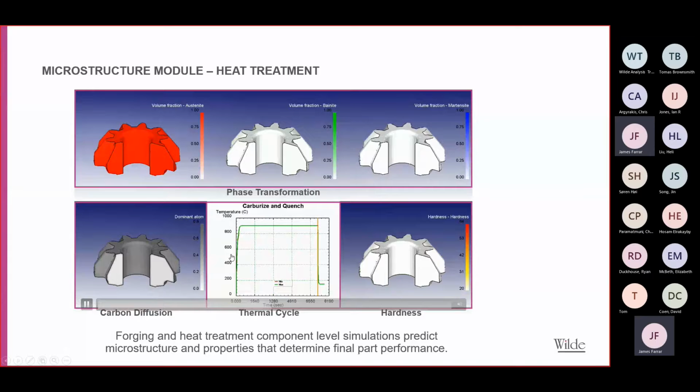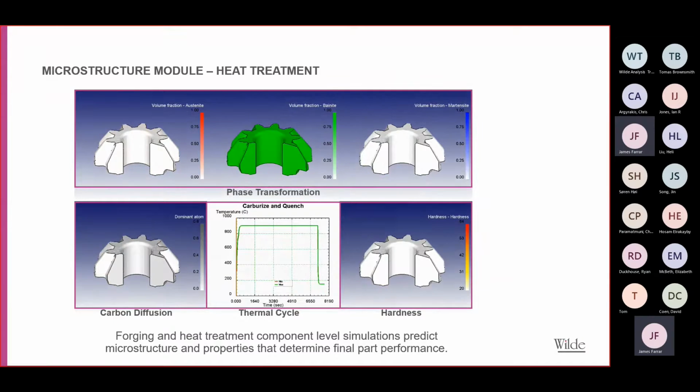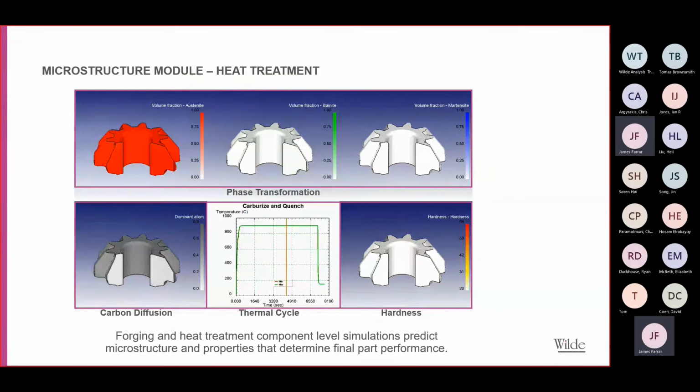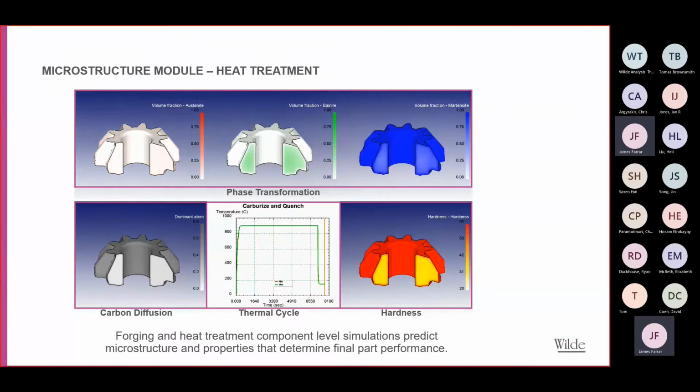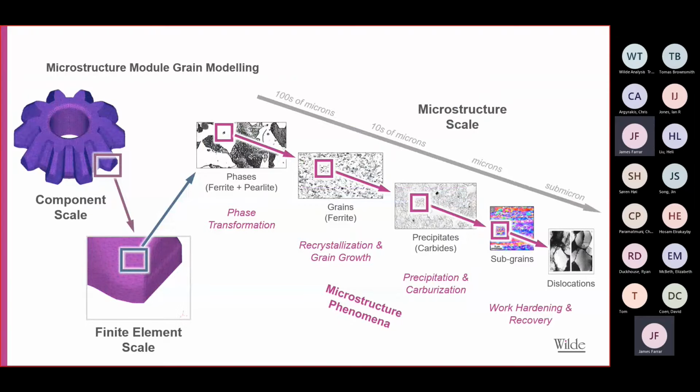Yeah, microstructure module, we can look at phase transformation, heat treatment applications. We're going to do another detailed webinar about that, but looking at phase transformations for steels, looking at things like diffusion, predicting hardness, predicting martensite. And then there's a microstructure module where we can look at different length scales, whether we're looking at component scale or finite element scale, to predict phase transformation, maybe grain size, precipitation, recrystallization, those kind of effects. So we'll talk about that in more detail.